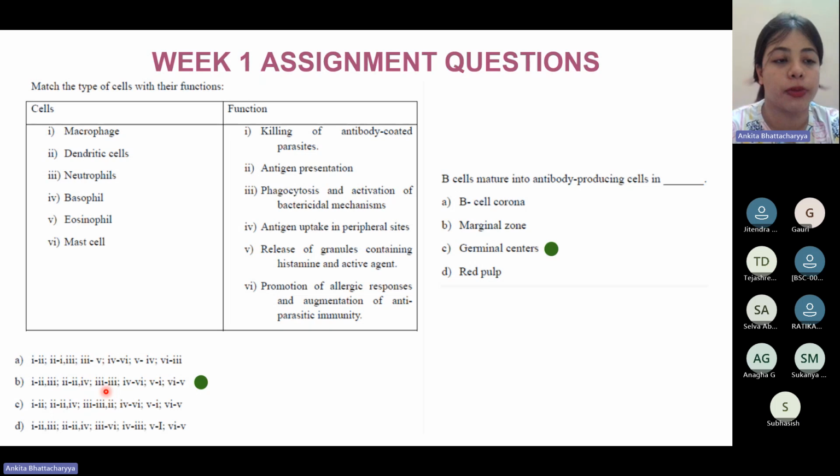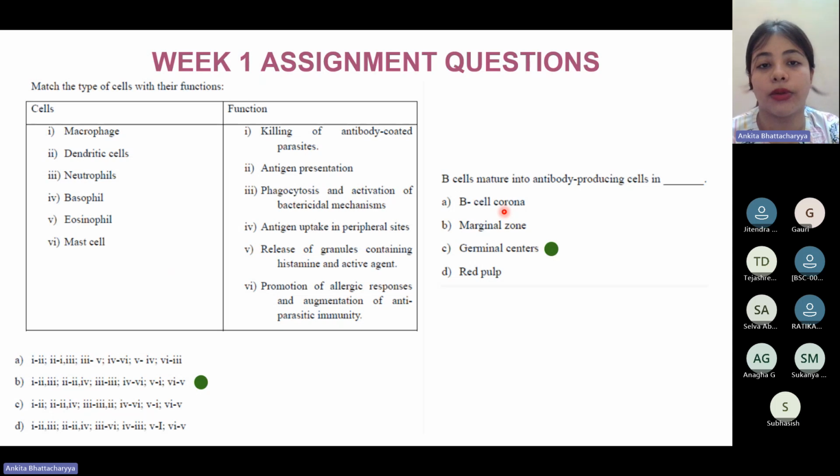The final matchings would be for neutrophils. They are responsible for phagocytosis only among all the other options. For basophils, we have allergic response promotion, and anti-parasitic immunity is also somewhat mediated by them. We have eosinophils, which are responsible for killing of antibody-coated parasites. Eosinophil action is majorly considered to be an antiparasitic response only, whereas basophils are somewhat mediated in the inflammatory response, and also in antiparasitic immunity to some extent. In this way, option B was correct in this case.